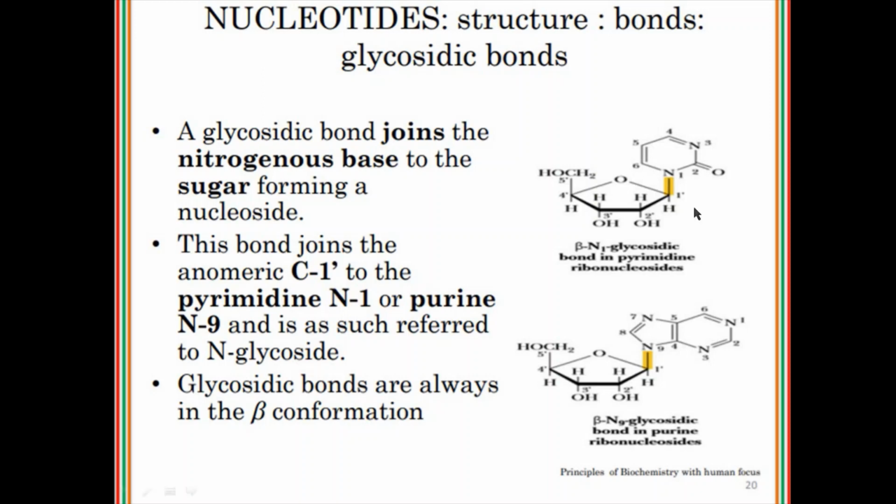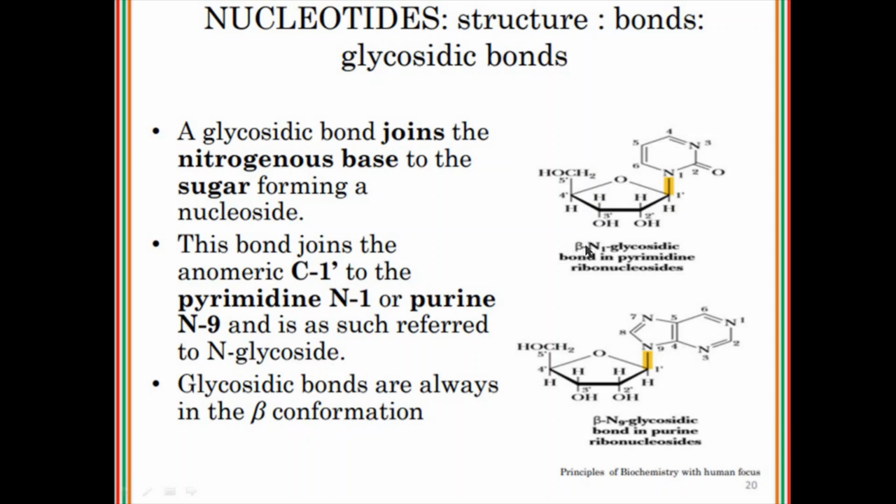A glycosidic bond, we said, is simply a bond that joins the nitrogenous base and the pentose sugar here. So the nitrogenous base is joined at carbon number 1 of the pentose sugar. And what happens is that the bond is between the carbon and the nitrogen. This bond is covalent in nature, but because it is between the nitrogen and the sugar, it is known as a beta-N glycosidic bond, an N glycosidic bond.